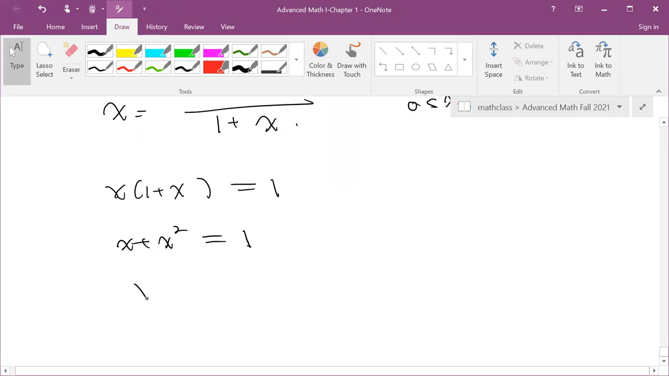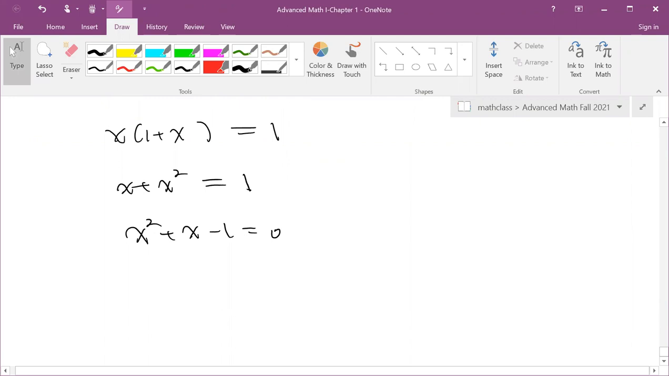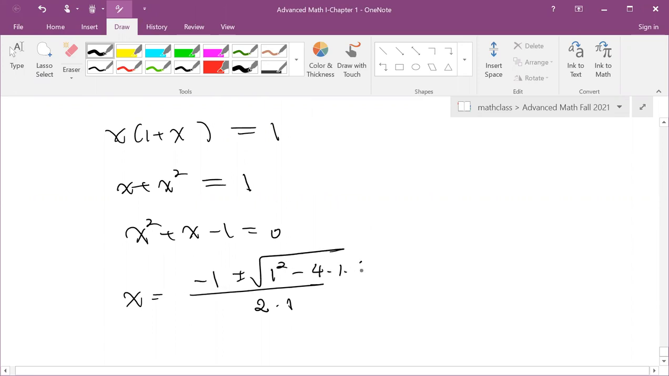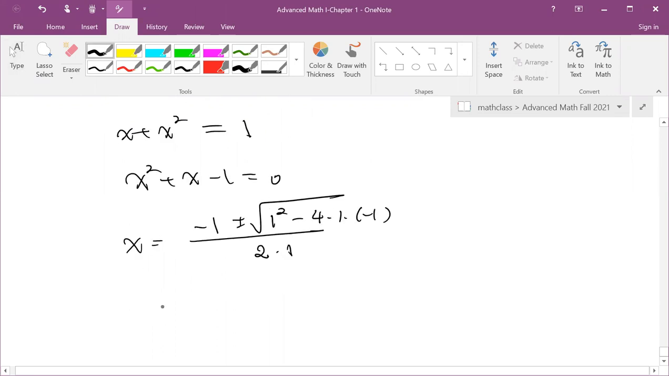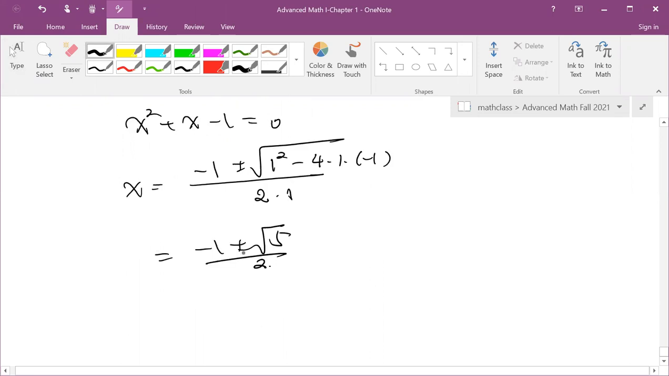Then we have x squared plus x minus 1 equals 0. How do you solve the quadratic equation? We learned the quadratic formula. So x is going to be negative b plus or minus the square root of b squared minus 4ac, over 2a. What is inside is going to be square root of 5 over 2. I cannot choose the negative sign, otherwise x is negative. So x must be negative 1 plus positive square root of 5, over 2. That is the answer.